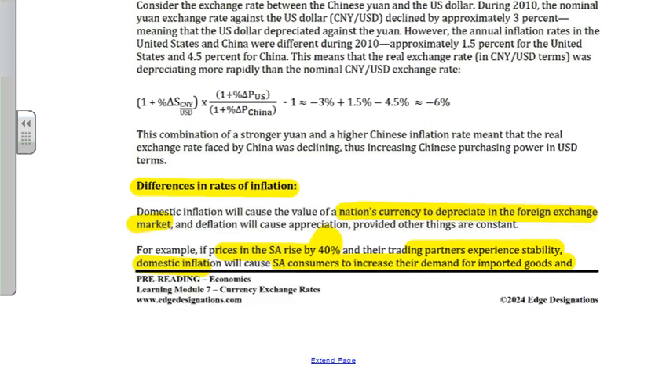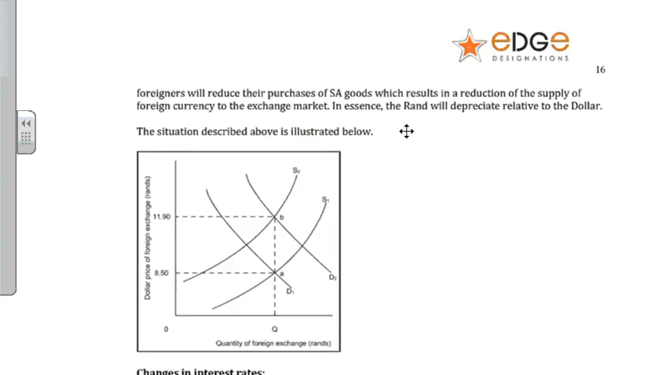demand for imported goods, because you say, well, why would I pay 40% more for goods in South Africa when I can buy them overseas at the same price as they were last year? So no one wants to buy South African goods, they're too expensive, which will result in a reduction of the supply of the foreign currency, and we find the rand is depreciating as shown in the picture over here, relative to foreign goods, because everybody wants to rather buy overseas than pay 40% more in rands.